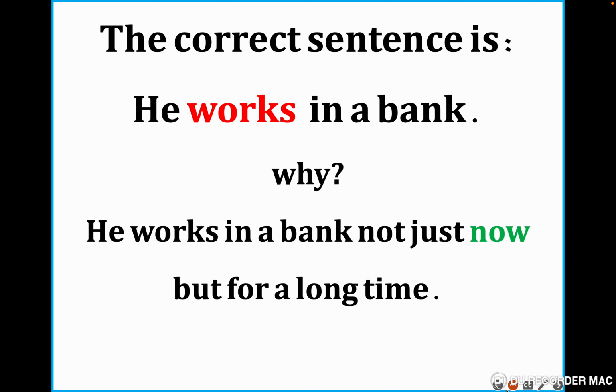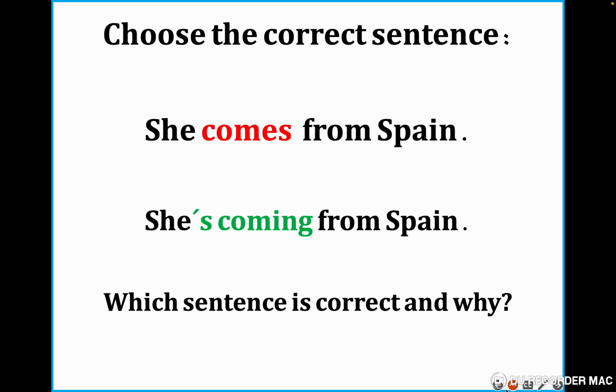Let's go to the next sentence. Choose the correct sentence. She comes from Spain. She's coming from Spain. Which sentence means that she is from Spain? Is it the first one or the second one? It means her country is Spain. She's from Spain. So which sentence means that?